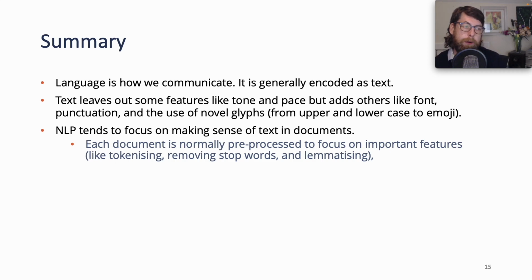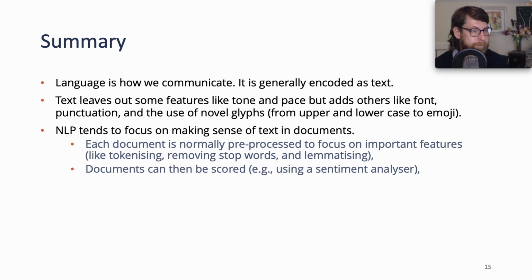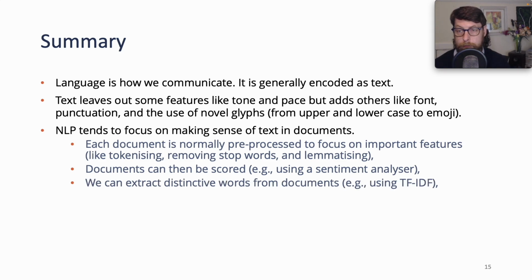Now, NLP tends to focus on making sense of text in documents. And so we might think of each document as pre-processed to focus on important features, like we saw in all those cases, whether it's scoring or TF-IDF, we all had to do something with the text first. And then we can score those documents, either by the length of the text, a presence of a word, or using some sort of pre-trained package like a sentiment analyzer, which looks at the words or the combination of them and gives a value. We can extract distinctive words, which might help zero in on the most informative words in there, which we could use in other approaches.